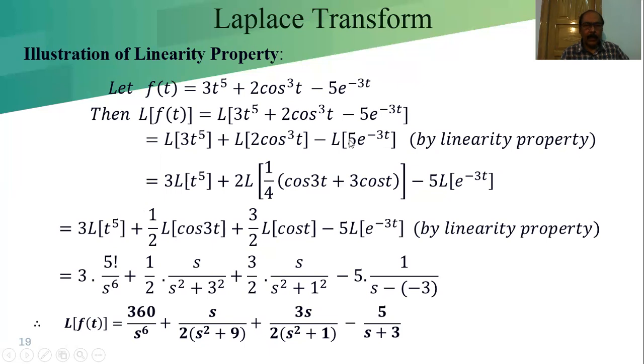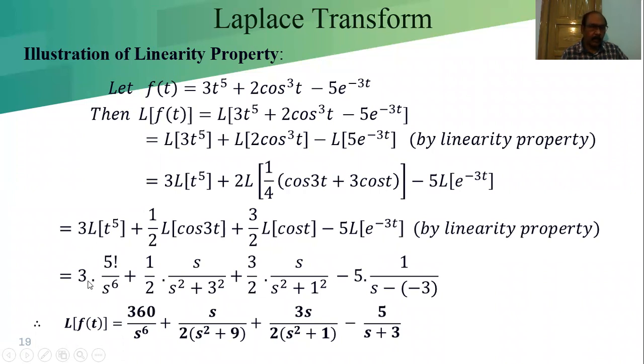And 5 we can take outside, 5 Laplace transformation e to the power minus 3t. So this is again we can break it into the two part. 2 and 1 by 4, that is the half, and from that t, half Laplace transform of cos 3t, and here we will get 3 by 2 Laplace transformation of cos t minus 5 Laplace transformation e to the power minus 3t. For this again we are applying the linearity property.